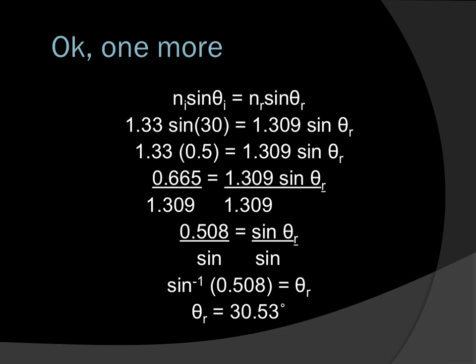First, simplify everything the same way we just did. Sine of 30 is 0.5. 1.33 times 0.5 is 0.665. Get rid of that 1.309 by dividing, and you end up with the fact that 0.508 is equal to sine theta r, or the sine of the angle of refraction.